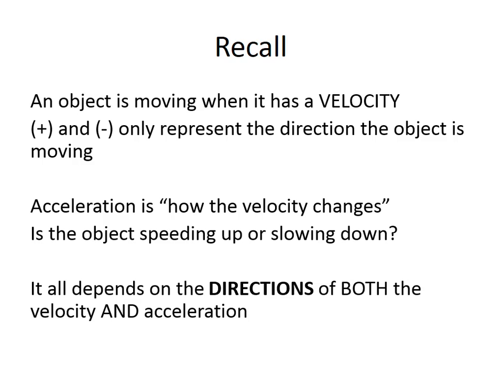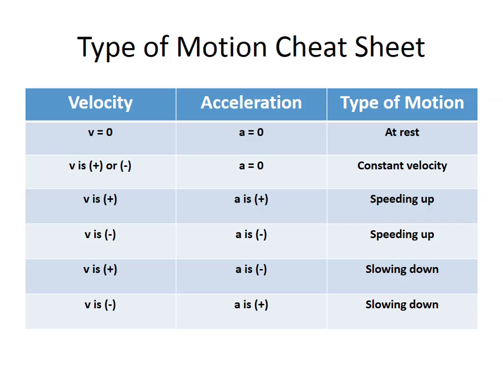With acceleration, determining whether you're speeding up or slowing down all depends on whether the velocity and the acceleration are matching. Recall, I could have positive or negative accelerations, but a positive acceleration does not necessarily mean that you are speeding up. It depends on what the velocity is doing. So here's your big cheat sheet. You can't use it on a test, but this is a good study guide.